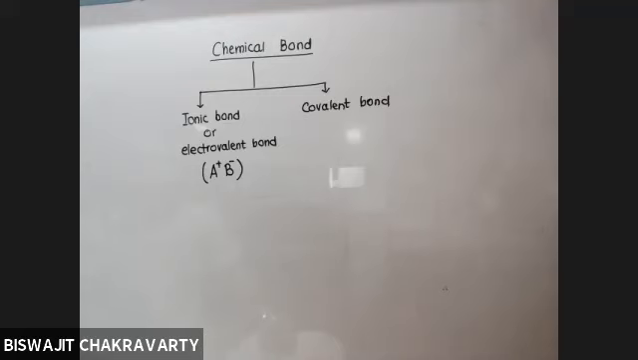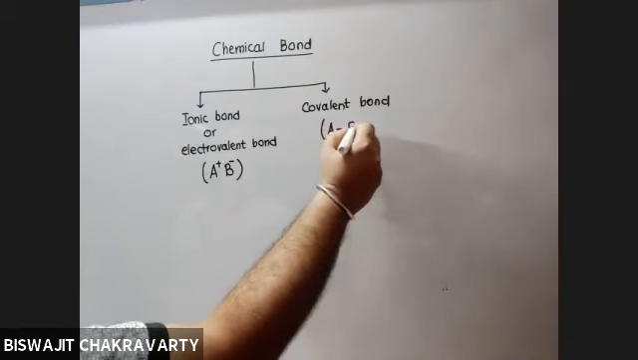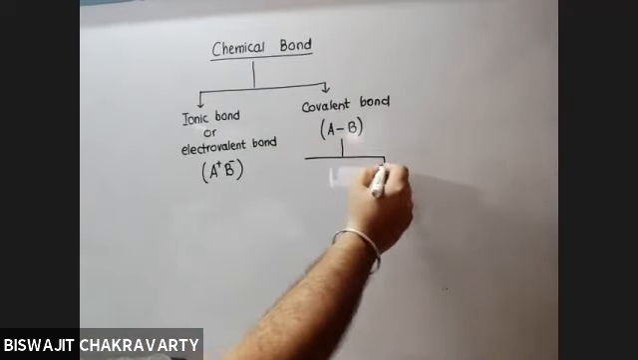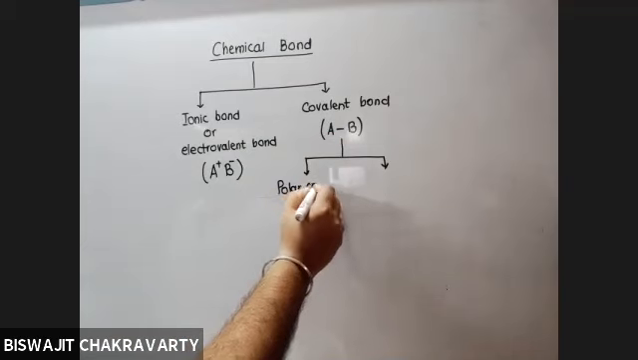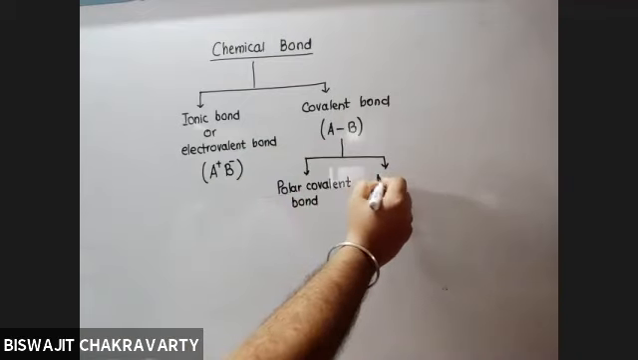But in case of covalent bond, which is formed generally between two non-metals, or a metal and a non-metal with relatively lesser difference of electronegativity, there we symbolize the covalent bond with the help of a line. And in this particular case, the covalent bond is further subdivided into two types. One is called polar covalent bond, and the other is called non-polar covalent bond.